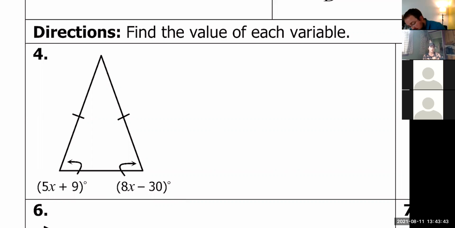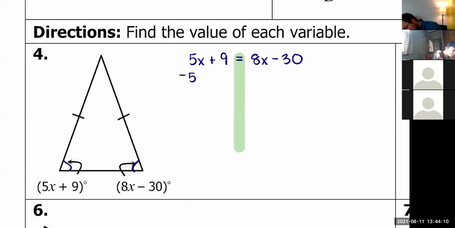Because if we have two congruent sides, those angles that are opposite them must also be congruent. That was from the theorem above. So if that is true, then 5x plus 9 must therefore be equal to 8x minus 30. And then I just solve.